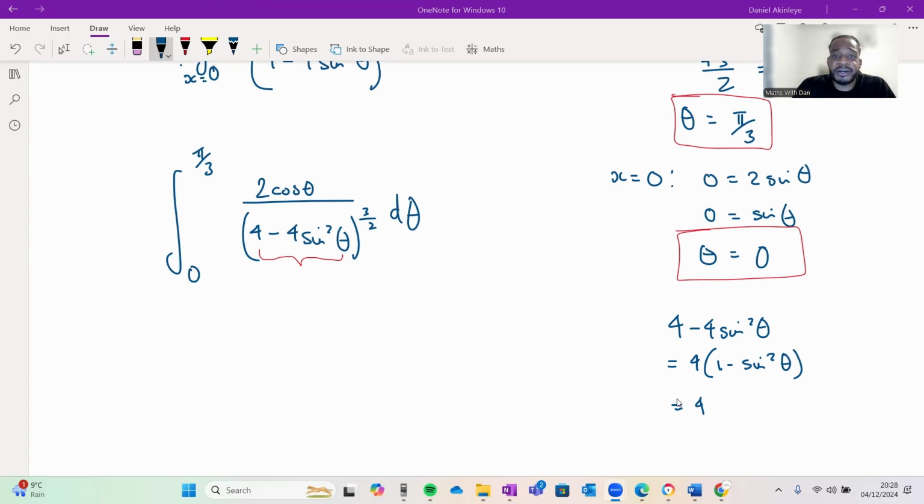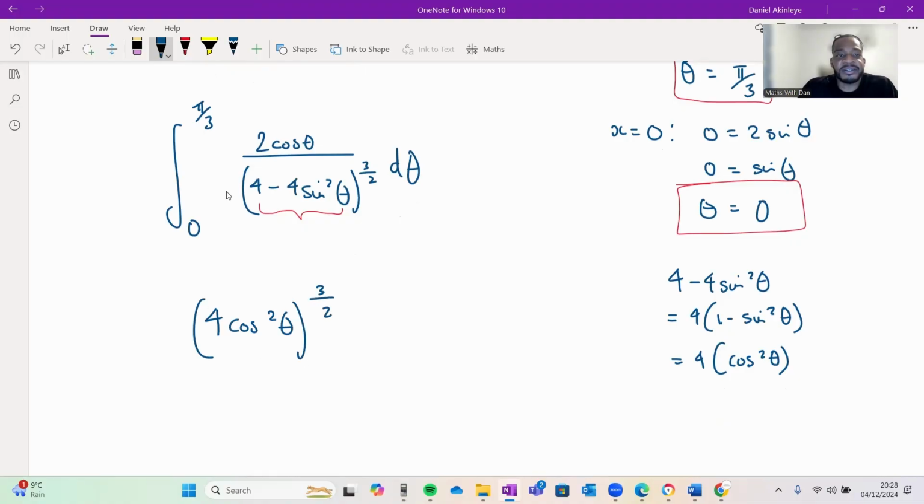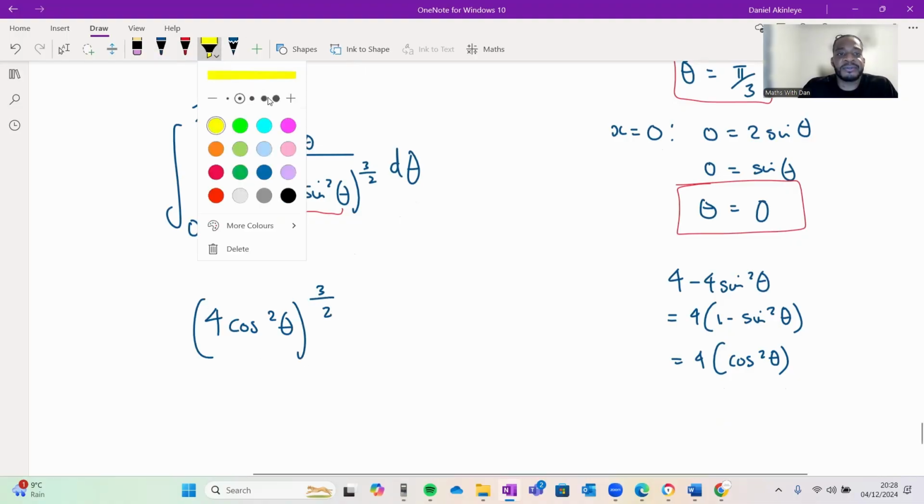It's cos squared, isn't it? So this is just 4 and then cos squared theta. So I can actually rewrite this here. I'll just work with the numerator for now to save time. It's going to be 4 and then cos squared theta, to the power of 3 over 2, isn't it? Let me put this in yellow so we know what I'm working with.